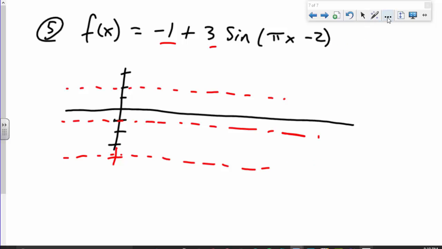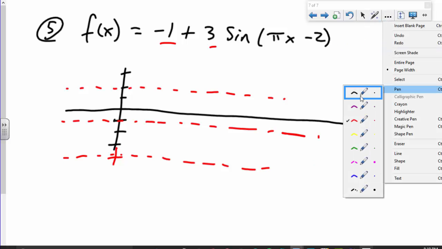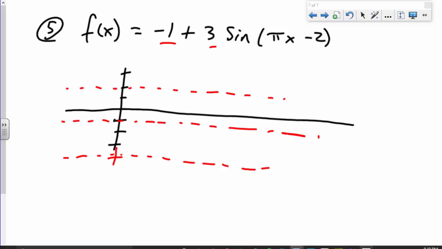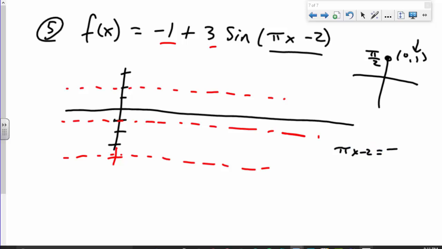And now let's graph. So let's get the unit circle going. Again, I say at the top here, this is pi over 2. This will give me the sine value of 1. Okay, so I need this to equal pi over 2. This is the tricky part. Pi x minus 2 equals pi over 2.